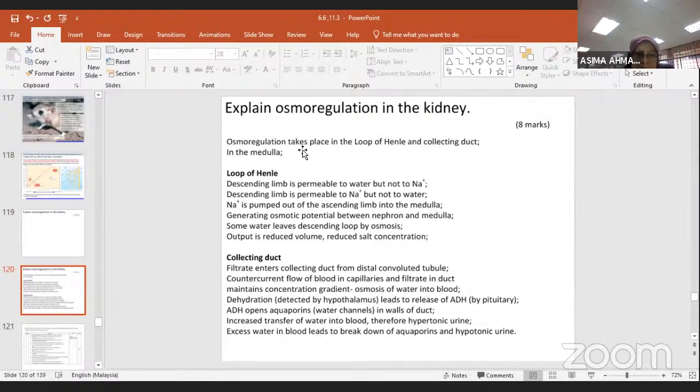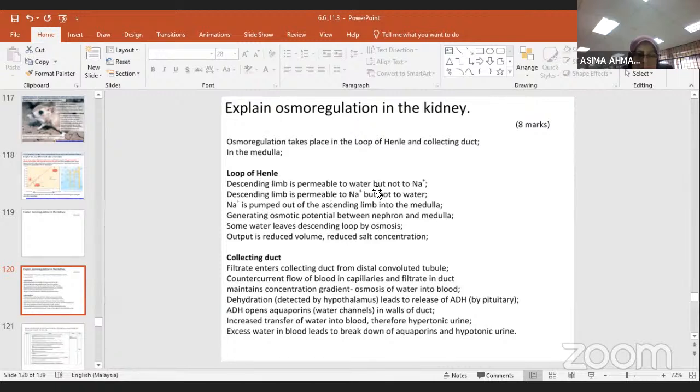Alright, so first is osmoregulation. First is the introduction, right? Osmoregulation takes place in the loop of Henle and collecting duct in the medulla. Then you talk about the loop of Henle. After that, you talk about the collecting duct. So you can get the 8 marks. If you explain what is happening at the loop of Henle and what is happening at the collecting duct, you can easily get 8 marks.